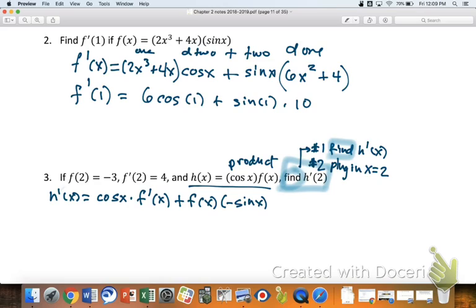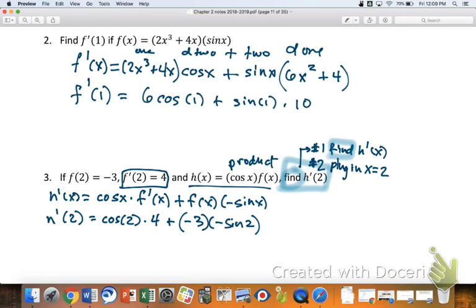Let's go back. Remember, we were kind of confused at the start. There were all these symbols everywhere, and I didn't know what to do. The word find gave me direction. Find h prime of x first, which we just did. Now we plug in the 2 for all the x's. So h prime of 2 is equal to cosine of 2 times, well, I know what f prime of 2 is. That's right there. That was one of those symbols that was confusing us at the start. So I could just write times 4 there, or I could write f prime of 2 and later turn that into a 4. That's fine. Plus f of 2. What on earth is that? Hey, negative 3. So negative 3 times negative sine of 2.